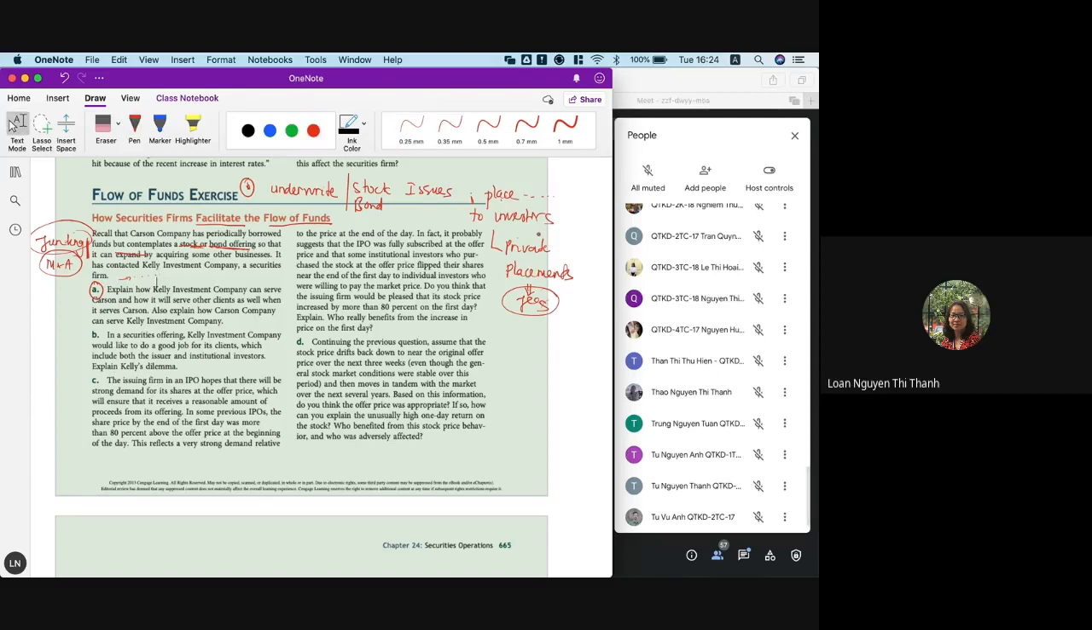So key point. And how the Carson company can serve the security firm here. Kelly serves the Carson to earn the fees or income. How does Carson serve Kelly company, Kelly Investment?